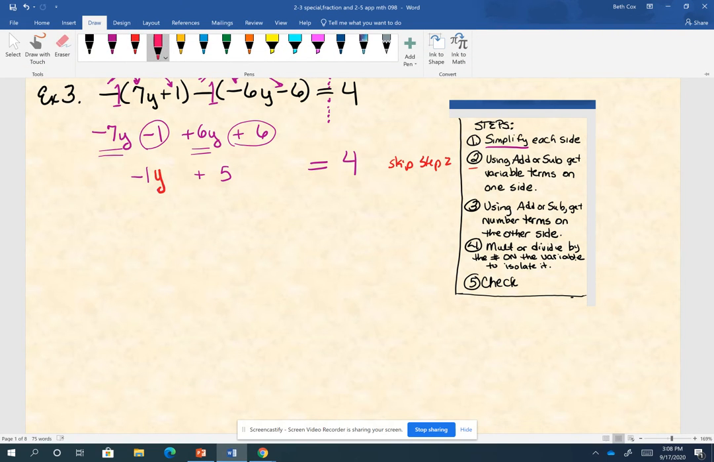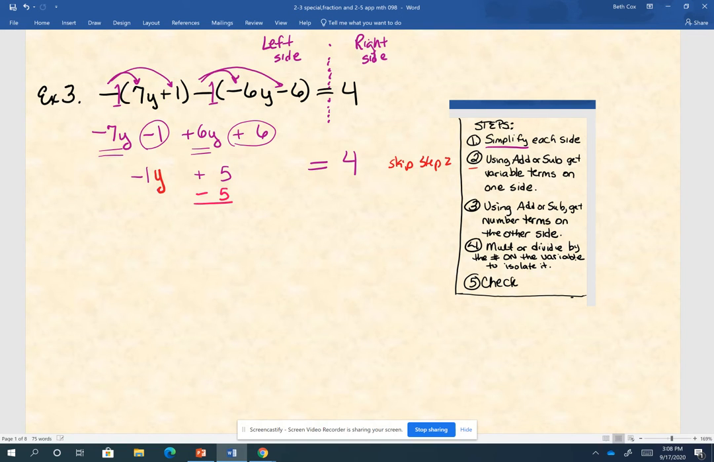Step 3 says using add or subtract to get the numbers on the other side. Well, the other side in this case is the right side. So I'm going to subtract the 5 off of this one, subtract the 5 on that one. That becomes 0. And then 4 minus 5 is -1. Okay, so that's done. I subtracted 5 on both sides.